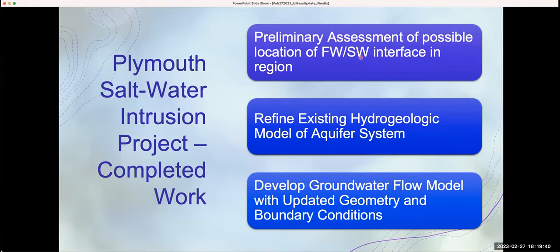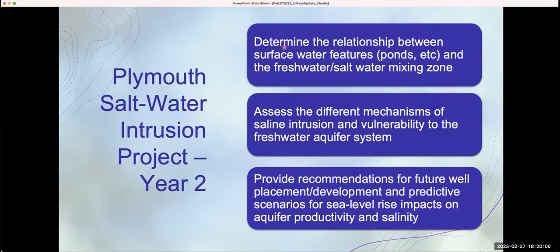So where we are is we've looked to date at where the freshwater surface water interface is. We've refined the hydrogeologic model of the aquifer system, and we've updated the existing groundwater flow model. In year 2, our focus has been looking at the relationship between the different surface water features and the freshwater and saltwater mixing zone, the interface that we're focused on in terms of saltwater intrusion. And we're currently in the middle of assessing the dynamics that are at play in this sole source aquifer. And then finally, we'll reach some important recommendations for future work and future assessment.